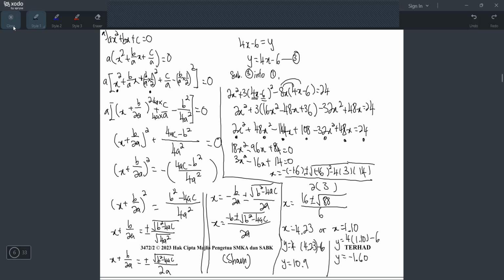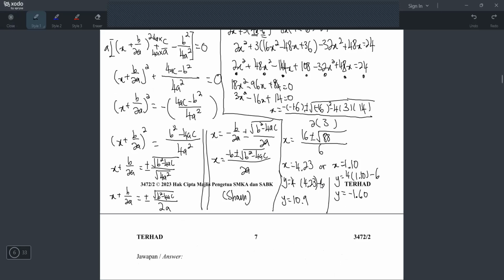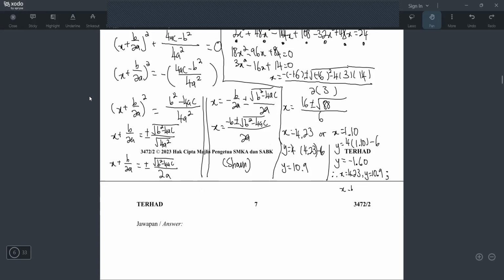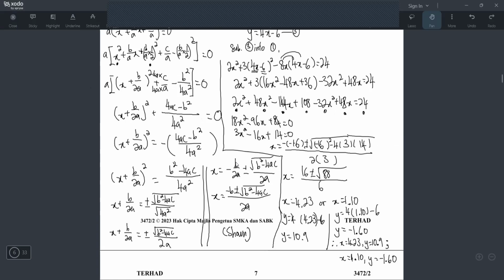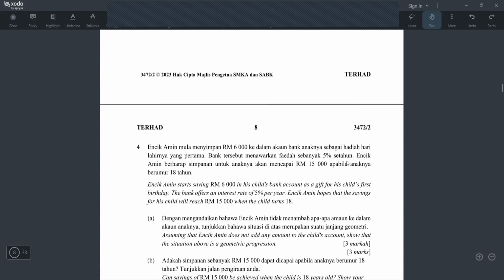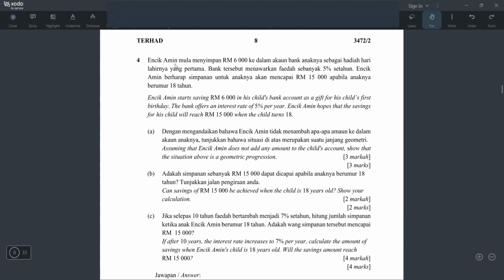So finally, we can write our final answer. I'm just going to write it here. When x equals 4.23, comma, y equals 10.9. And then we can use this symbol, a dot and a comma, when x equals 1.10, y equals negative 1.60. So this is the answer. I think this is good enough, right? 5 marks.